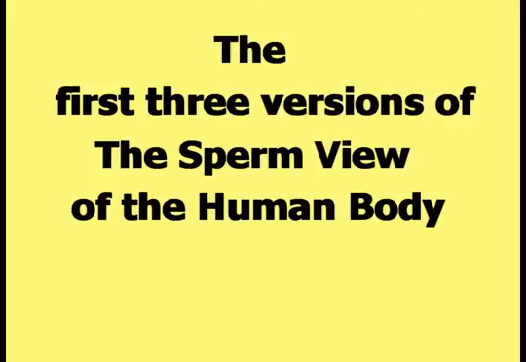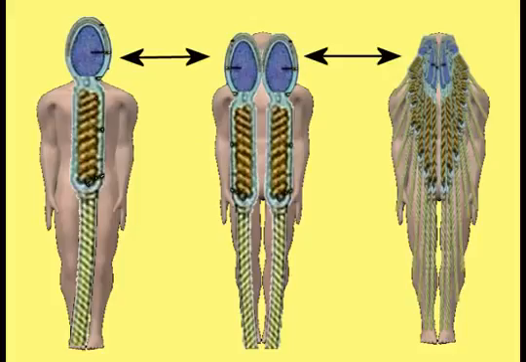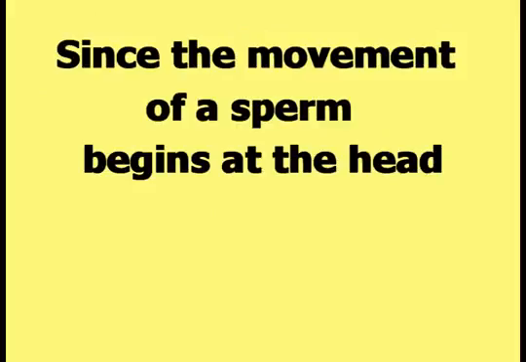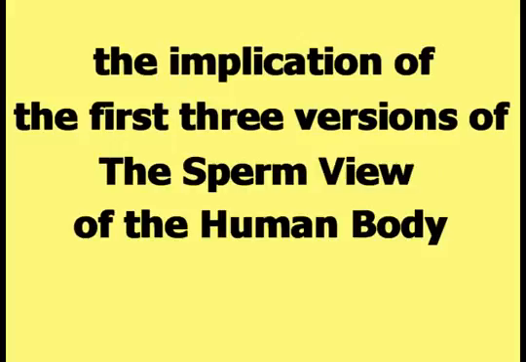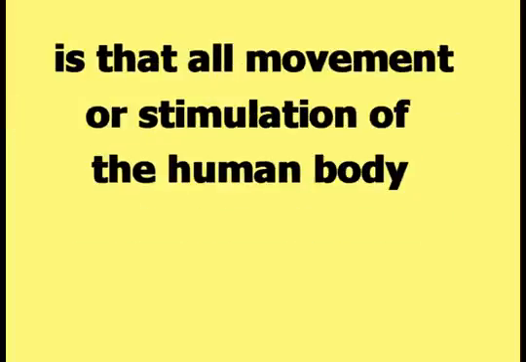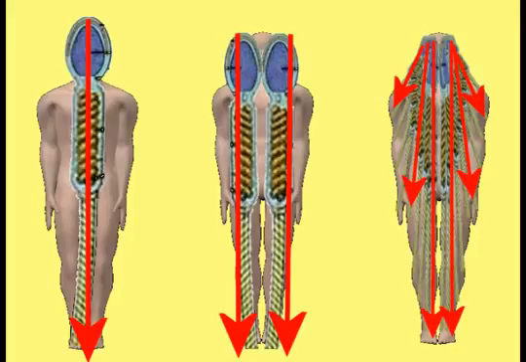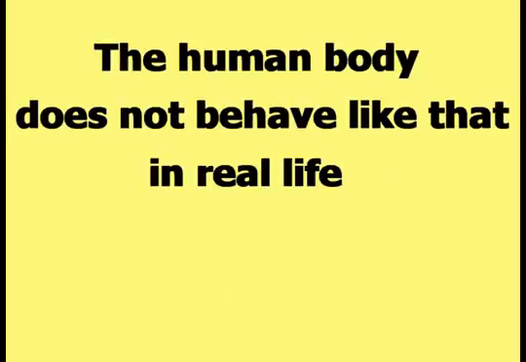The first three versions of the sperm view of the human body all located the heads of the sperms on the human head. Since the movement of a sperm begins at the head, the implication of the first three versions of the sperm view of the human body is that all movement or stimulation of the human body begins at the head and travels down to the rest of the body. The human body does not behave like that in real life.